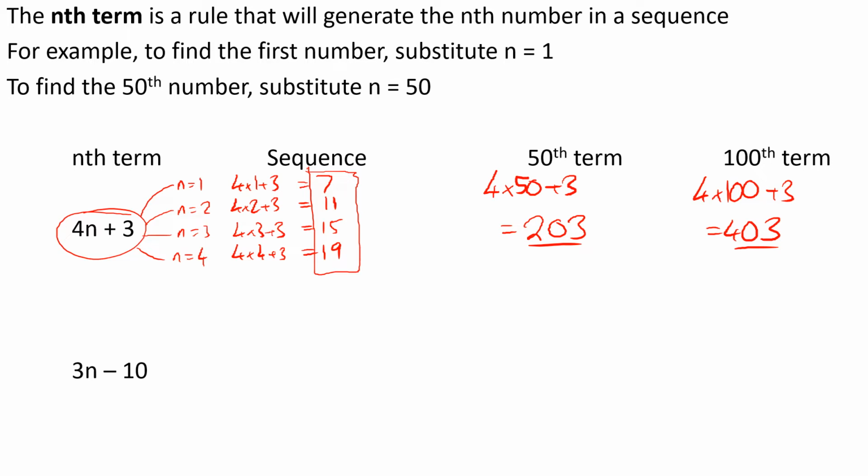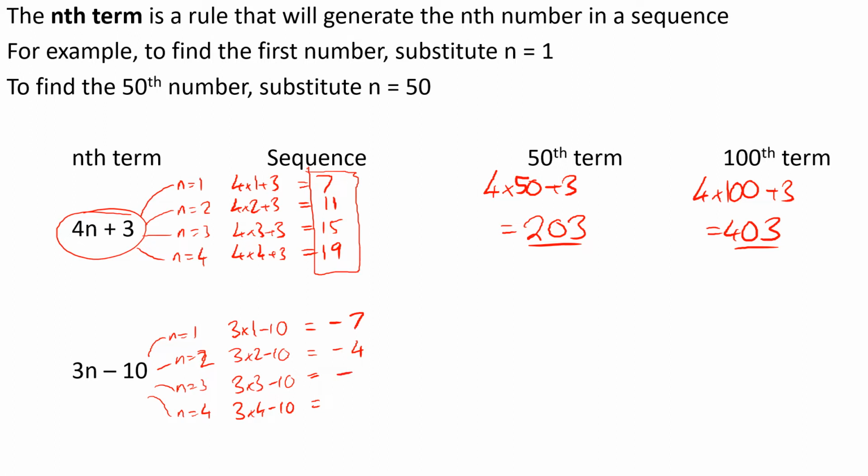What about the same thing for 3n minus 10? Again, if we wanted to find the sequence, we'd need to sub in n is 1 and 2 and 3 and 4 to get the first few terms. 3n minus 10. So we're going to go 3 times 1 minus 10, and 3 times 2 minus 10, 3 times 3 minus 10, and 3 times 4 minus 10. And that will give us our sequence, which looks like minus 7, minus 4, minus 1, and 2. And you can tell there that the rule is plus 3 if you wanted the term to term.